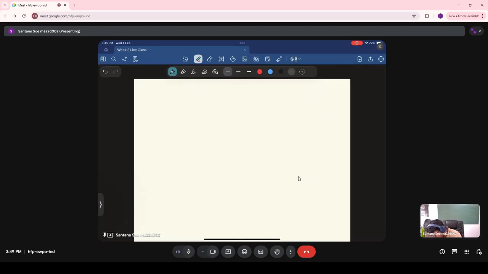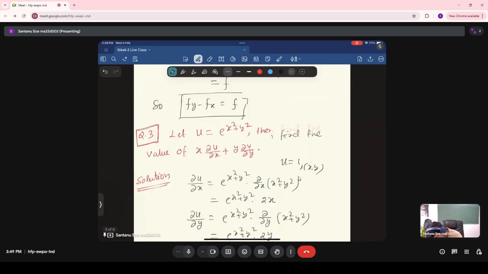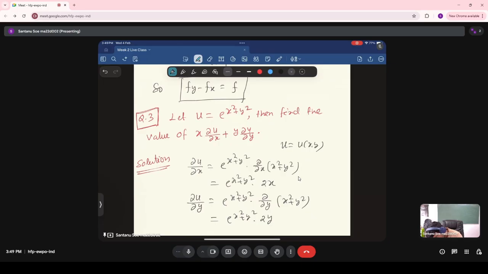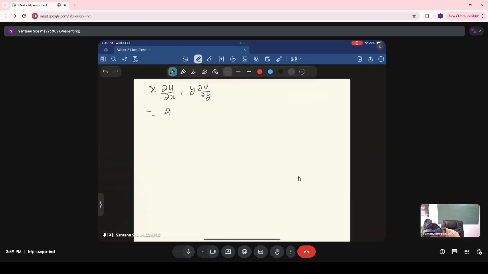So now we just substitute the values. Then x del u del x plus y del u del y is nothing but 2 times x square into exponential x square plus y square plus 2 times y square into exponential x square plus y square. So this is 2 times x square plus y square exponential x square plus y square.